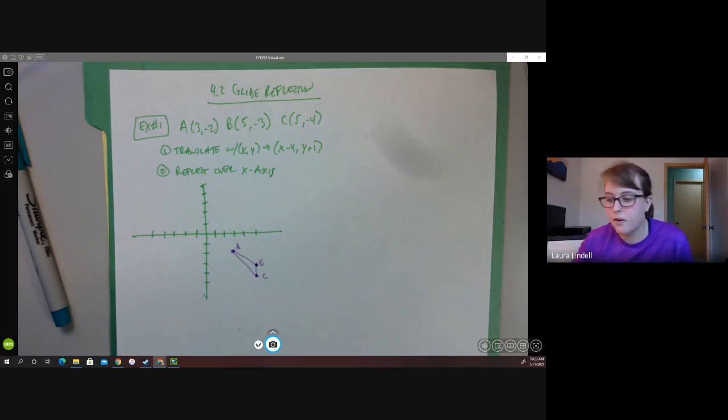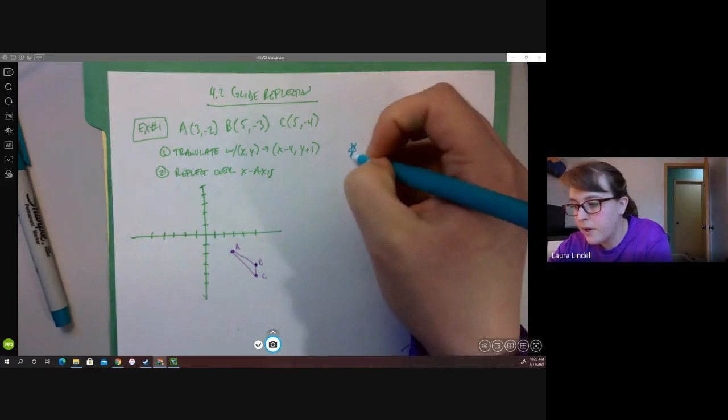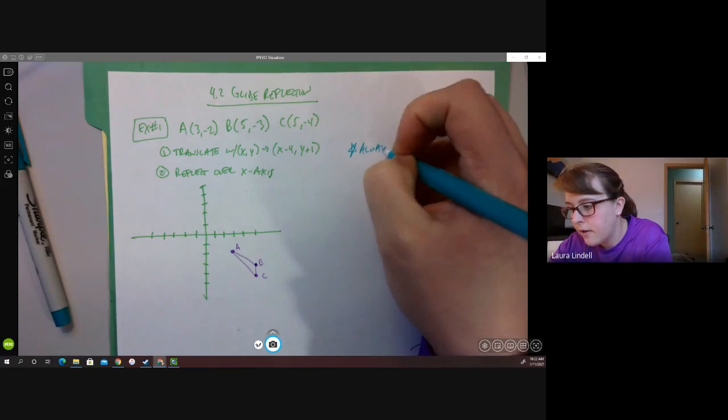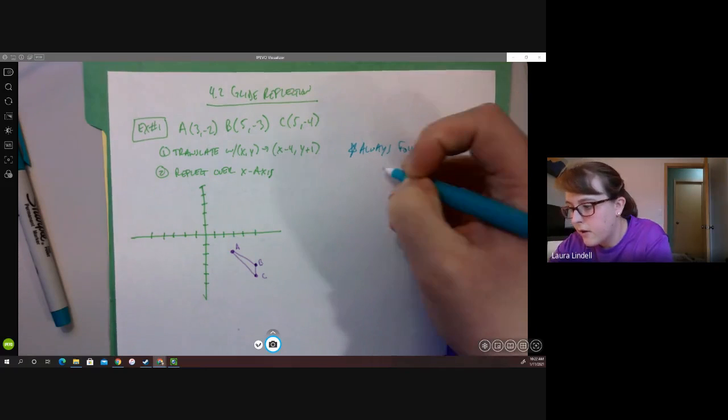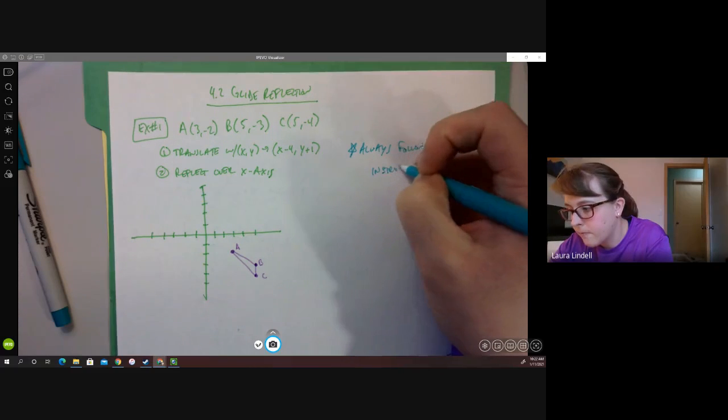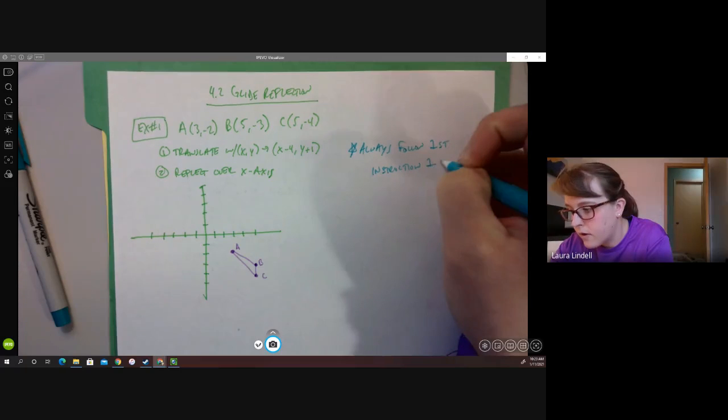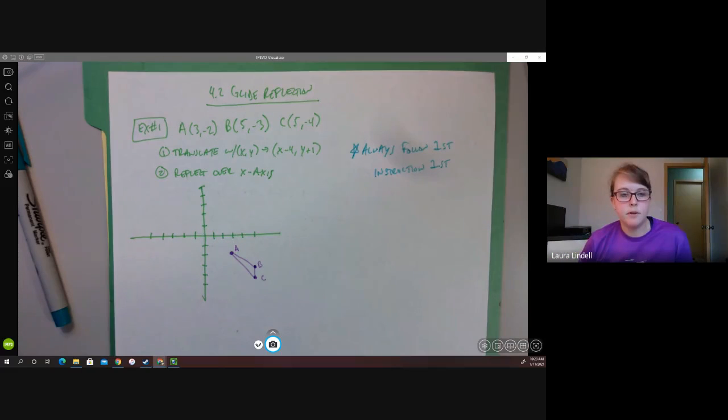So remember, kind of the rule of thumb here, always follow the first instruction first. Which I know might seem like, well, duh, why wouldn't I follow the first instruction first? But you'd be surprised. People might look at it and go, oh, reflection is easy. I like that one. I'm going to do that first. And then I'll do the translation maybe. But you want to make sure that you do the first thing first because it won't look the same if you don't.